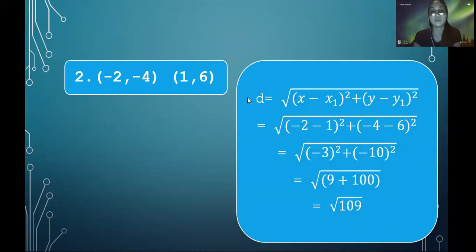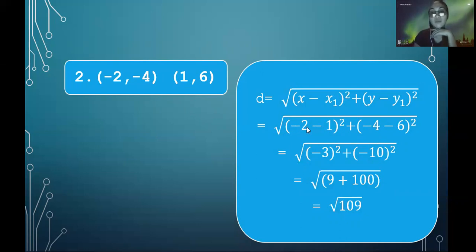So in this problem, we're also going to find the distance. So d is equal to the square root of quantity x minus x sub 1 squared plus quantity y minus y sub 1 squared. So substitute the value of x, which is -2, then x sub 1 is positive 1. Then same also, the value of y is -4, then the value of y sub 1 is positive 6, then squared.